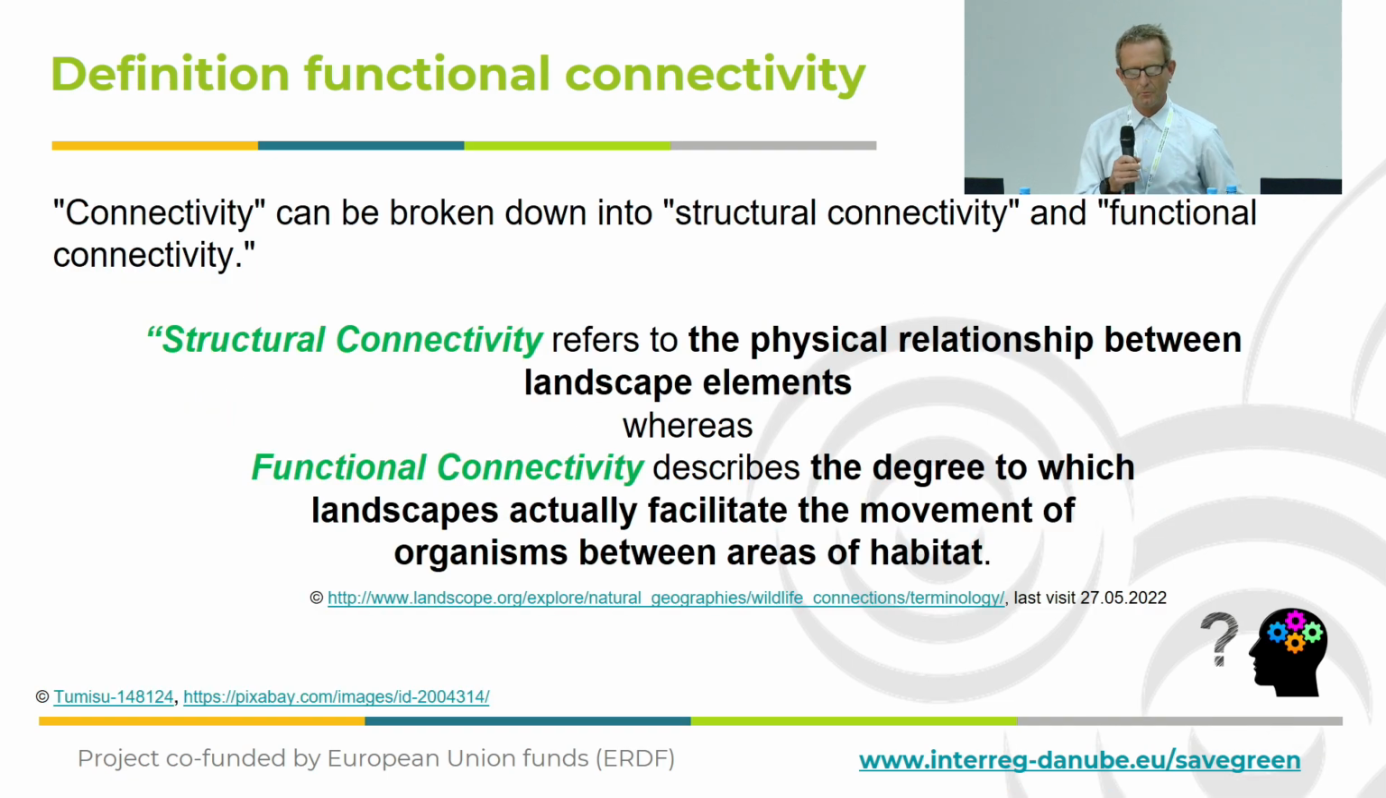The connectivity can be broken into structural connectivity and functional connectivity, and I found a nice definition of this. The structural connectivity refers to the physical relationship between landscape elements. This is traditionally modeled in GIS models, and then we designate the corridors, whereas the functional connectivity describes the degree to which the landscape actually facilitates the movement of organisms between areas of habitat. So this is the definition and the difference of structural and functional connectivity.